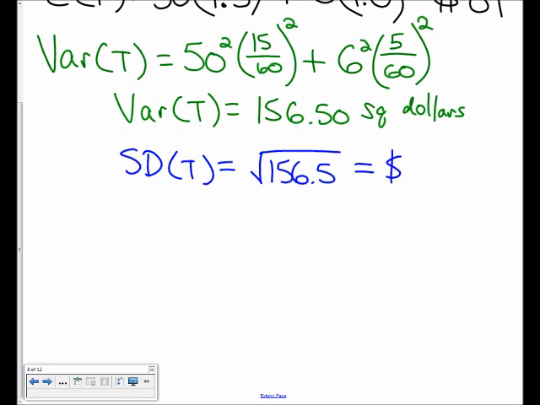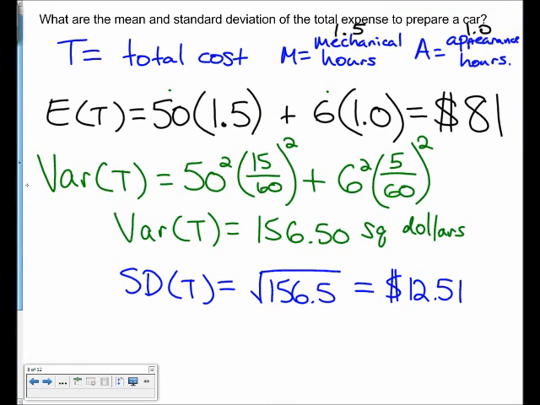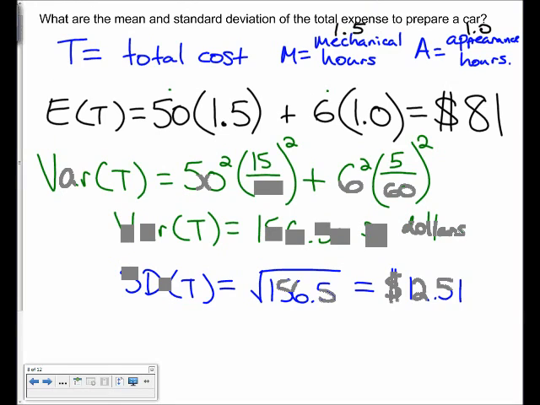So $12.51. Okay, I know that was a lot longer than the previous one, but you can see that the process is the same, right? We're still adding our expected values, but we had to multiply this time by that constant. And we're still adding variances, but because we're multiplying by a constant, we needed to multiply by the constant squared because we always deal with variances, which is squared units.